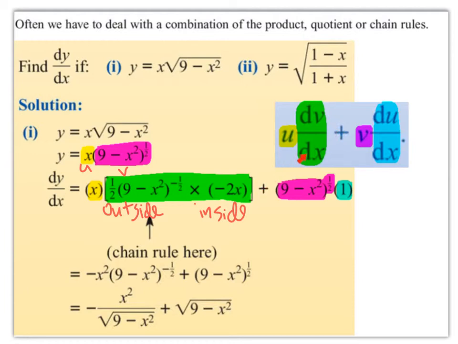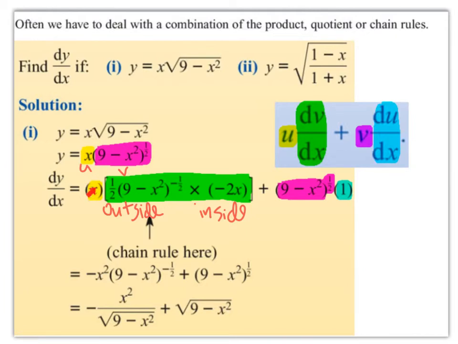Then we bring down the plus, and then we have v, which is 9 minus x squared raised to the power of a half. And then that's multiplied by du dx, the derivative of u. So u is x, and the derivative of that is just 1. So now we can simplify.